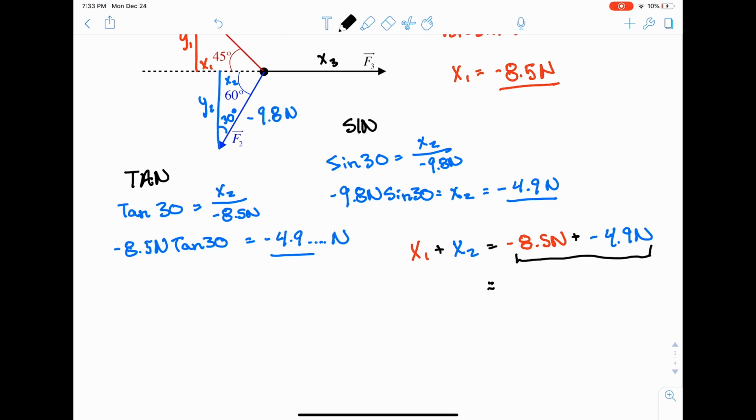These values would be negative 13.4 newtons. Now, since x3 is the opposite of x1 and x2, x3 would be a positive 13.4 newtons. We can conclude that the magnitude of F3, which is only composed of the x coordinate, is also 13.4 newtons.